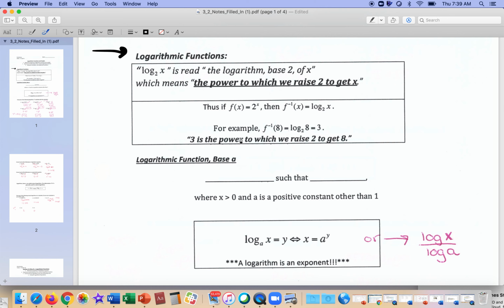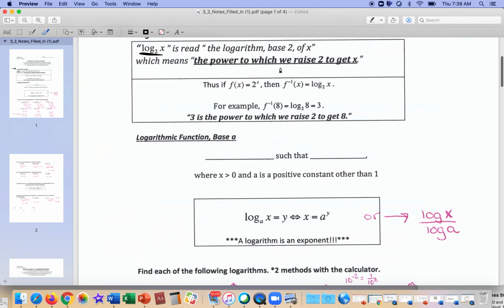When we're looking at logarithmic functions, when you see this, you read it as logarithm base 2 of x. You say log, then in between the log and the 2 you say base, and in between the 2 and the x you say of. Log base 2 of x. Okay?